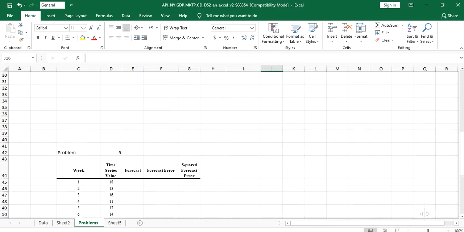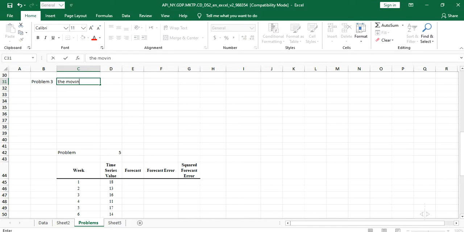Okay, so I can answer problem 3 here. The moving average method in problem 2 is the best forecasting method compared to the naive method. That's the answer. Okay? You may face such a question, obviously.